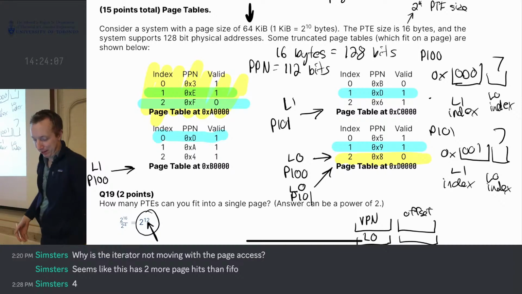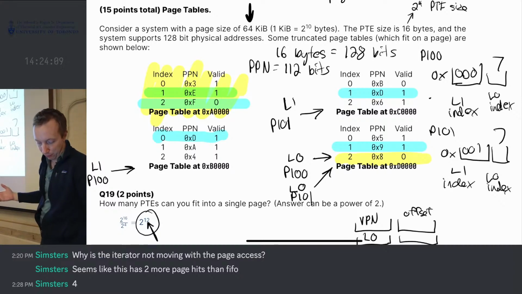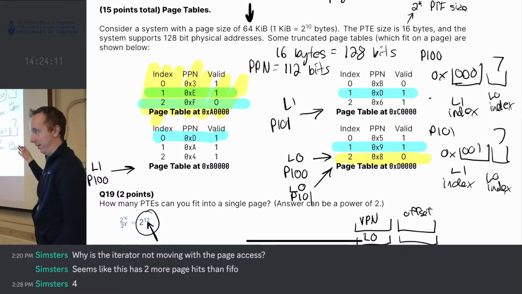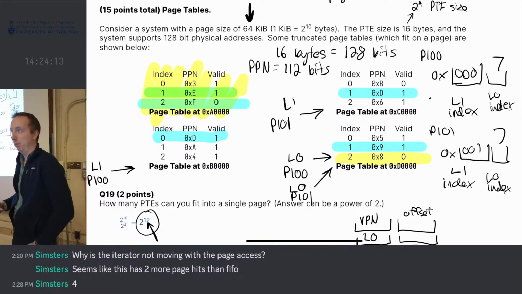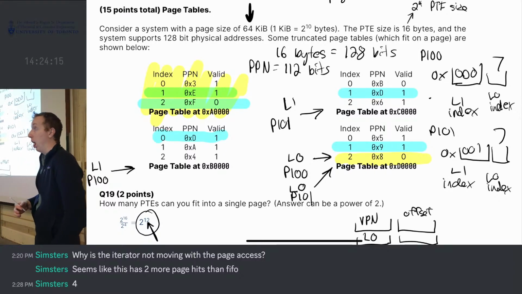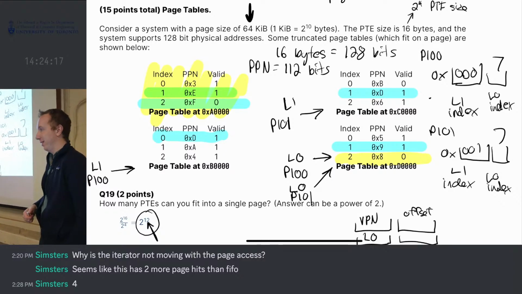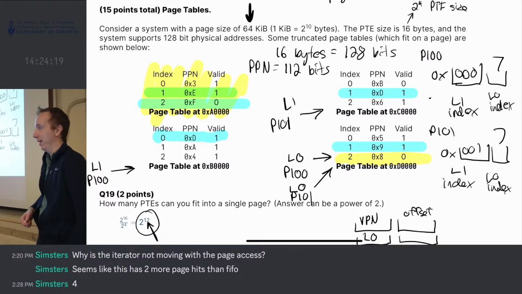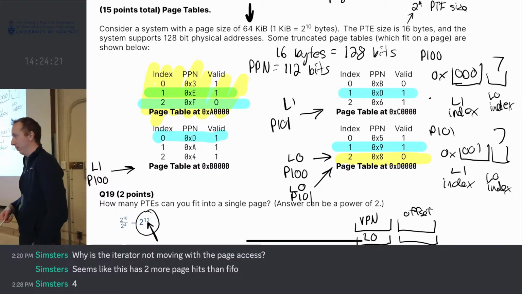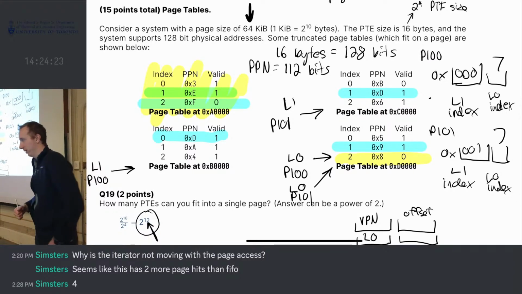If I said that it supports 64-bit physical addresses and an 8-byte PTE size, then it'd be like, oh, okay, that's too small, that's impossible, which was a question before.